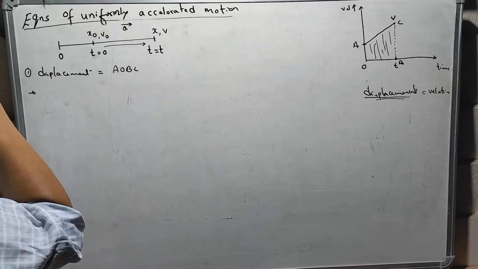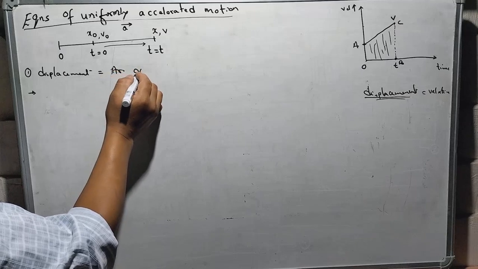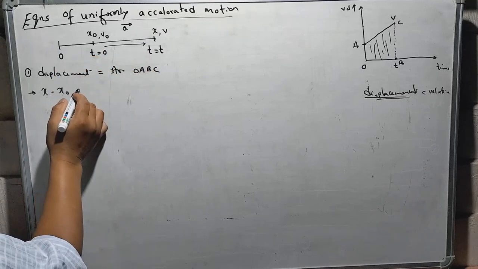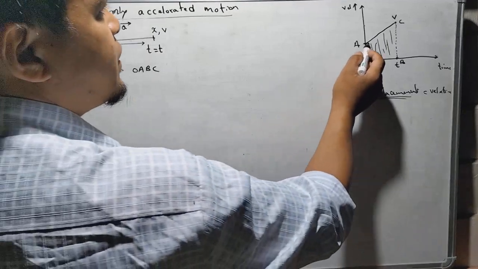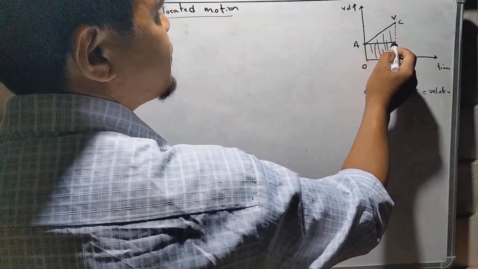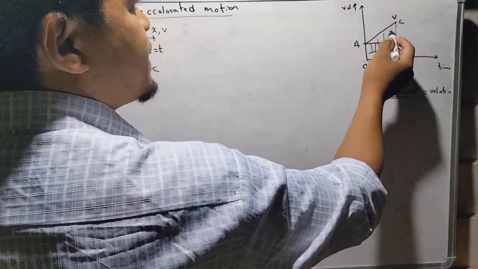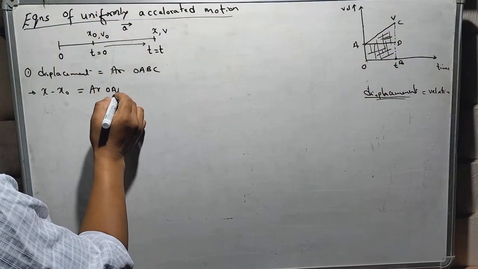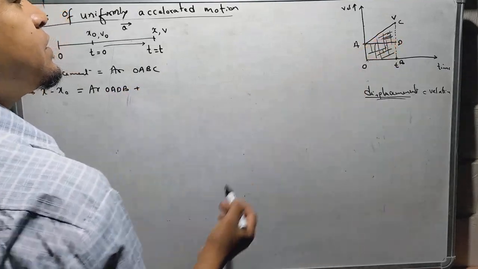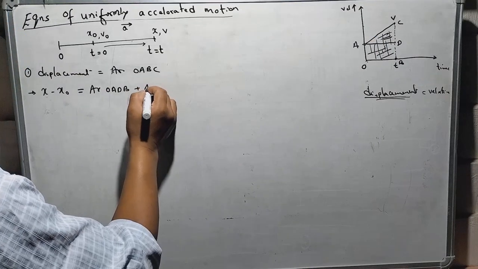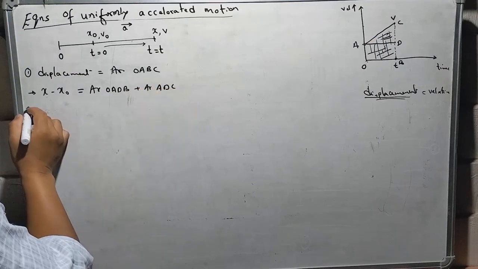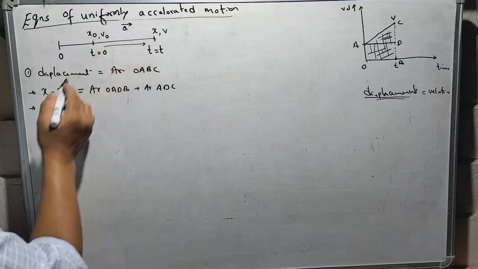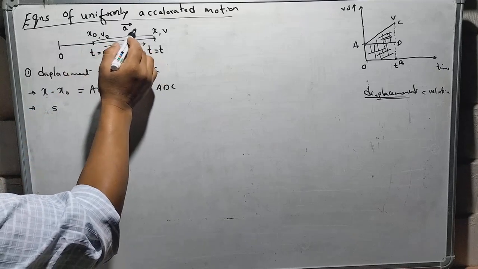Now how much is the displacement? Displacement is the final position minus the initial position, that is x minus x0, which is equal to the area of this region AOBC. Now this area can be divided into two: one is this area, another is this area. So this is a rectangle, so I'll write area of rectangle OADB, plus this area, which is the area of a triangle ADC. Again, let's say the displacement x minus x0 is equal to s, from here to here.